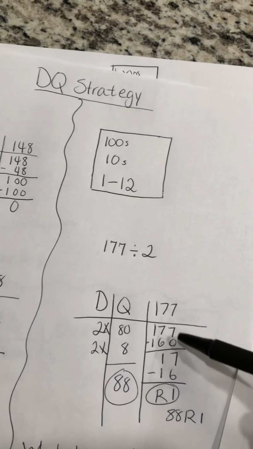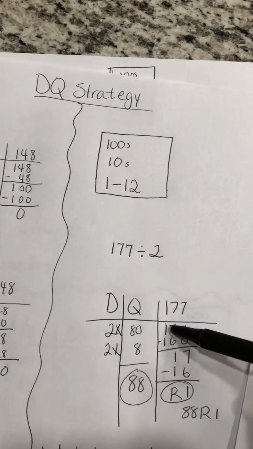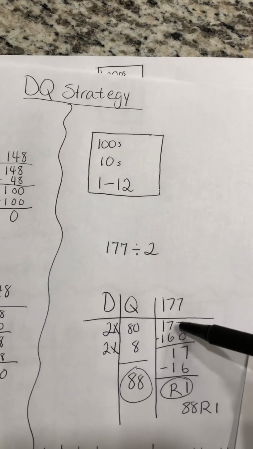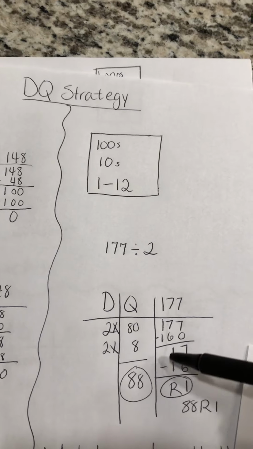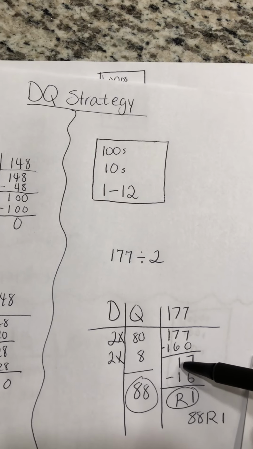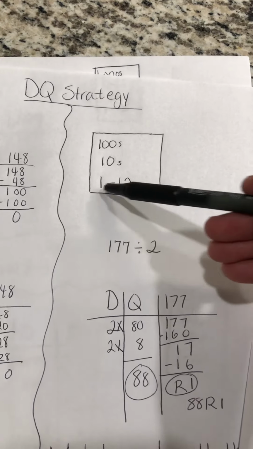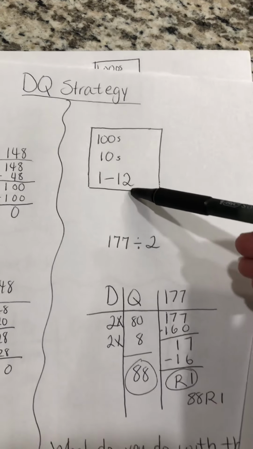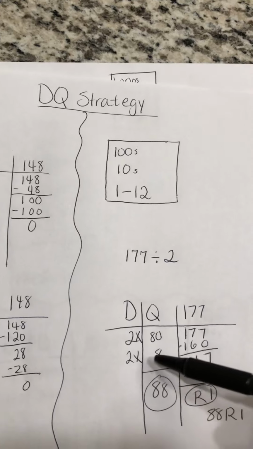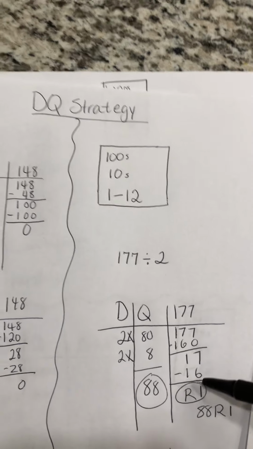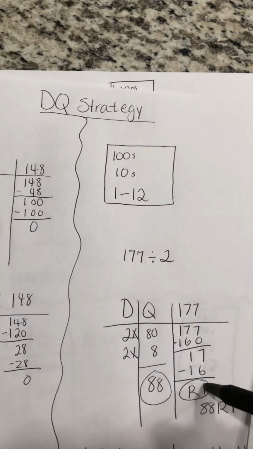Next, I subtract. 7 minus 0 is 7. 7 minus 6 is 1. Now my number is really small. My dividend has decreased to 17. So now I know multiples of 10s will not work. So I'm thinking about my basic facts between 1 and 12. And 2 times 8 is 16. So I write that here, and I subtract 17 minus 16, which is 1.